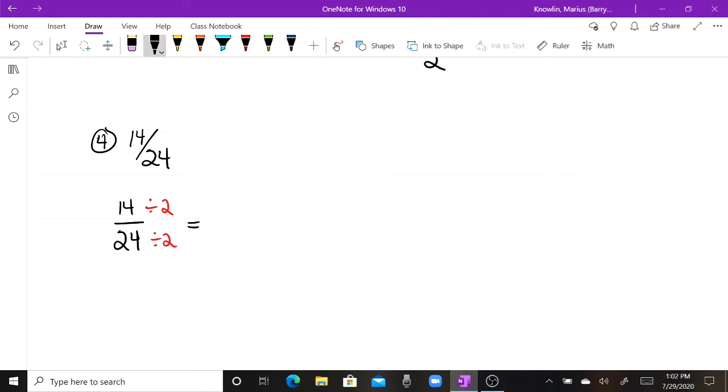That's going to give us 7 over what? 12. 7 divided by 12, they don't have any common factors, so that is simplified. So we could write this as 7 divided by 12. But then if we want to do long division, because remember we're converting this to a decimal, we want to see how many times 12 goes into 7.